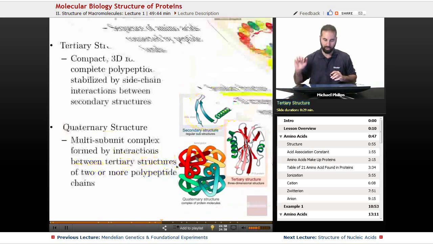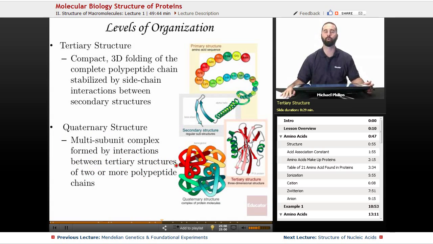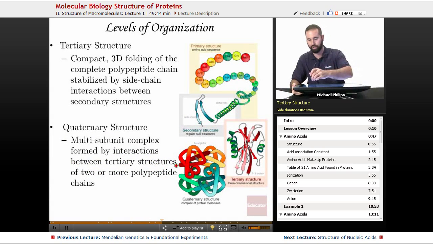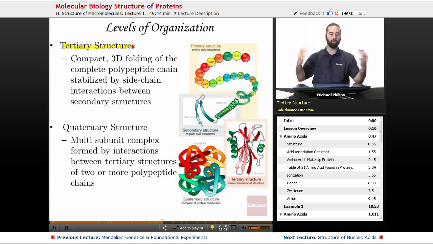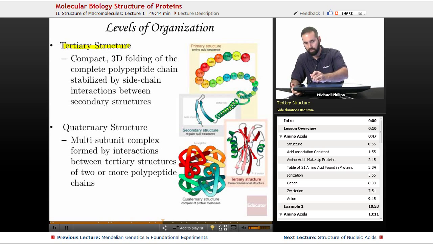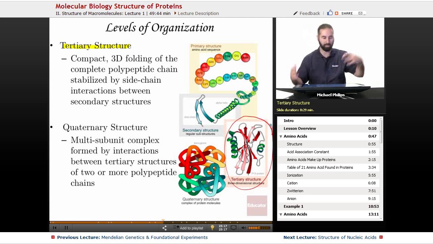The next higher order level of structure we call tertiary structure. Tertiary structure is the overall 3D structure of the protein. So if we look here, we're now looking at this part. That's just a 3D structure, and it's stabilized by side chain interactions between our secondary structures as well.